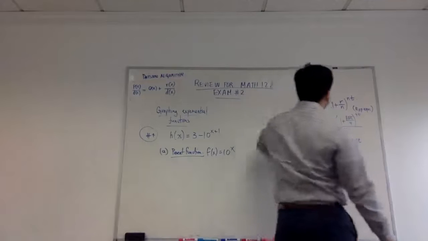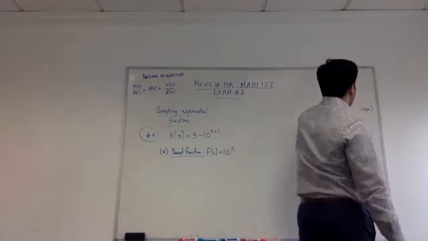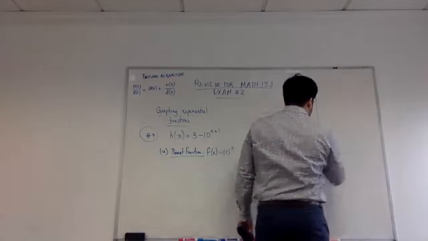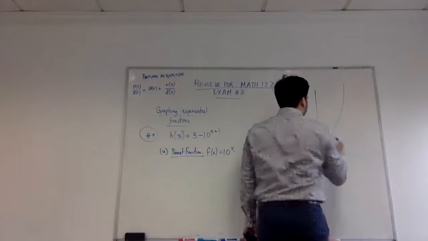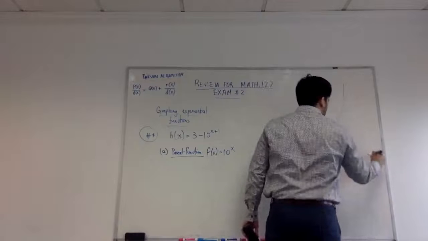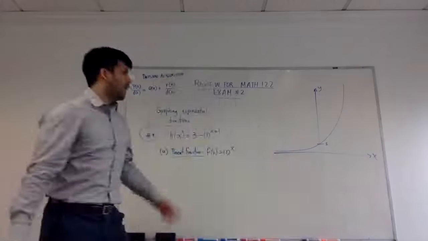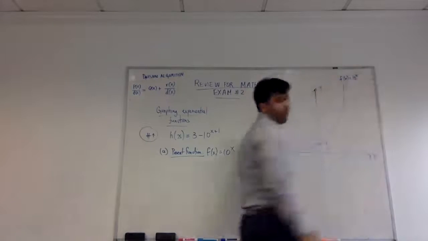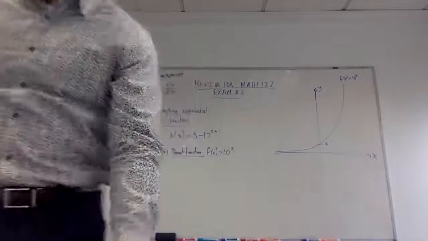And that should help me because I know what 10 to the x looks like. 10 to the x looks like an exponential growth function that crosses the y-axis at 1. That's 10 to the x. And what I'm going to be doing to 10 to the x is certain transformations.